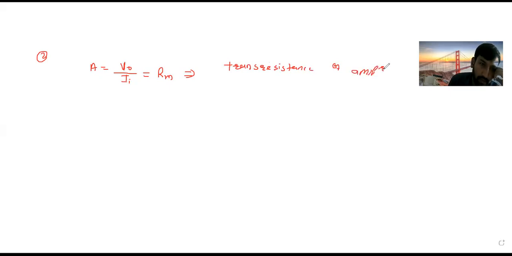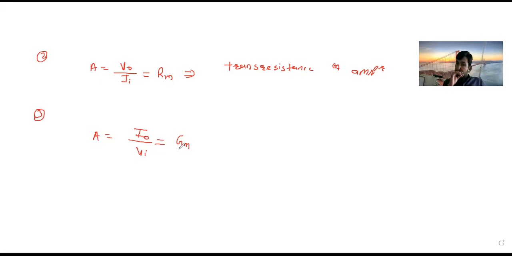You have 4 important parameters. What was the first? Voltage gain. What is the second? Trans resistance. And what is the third? A is equal to I0 upon V in. Now, what was the statement? If the input signal to the amplifier is voltage and the output signal of the amplifier is current, right? Then that transfer function is called transconductance.